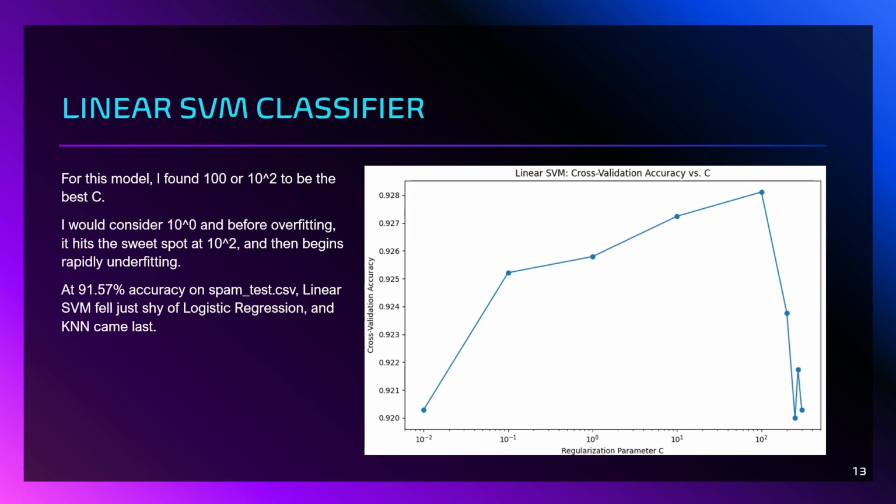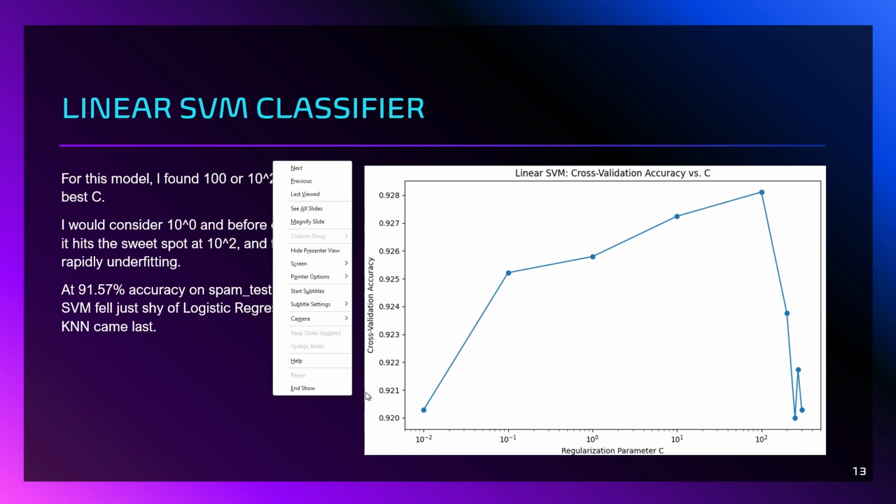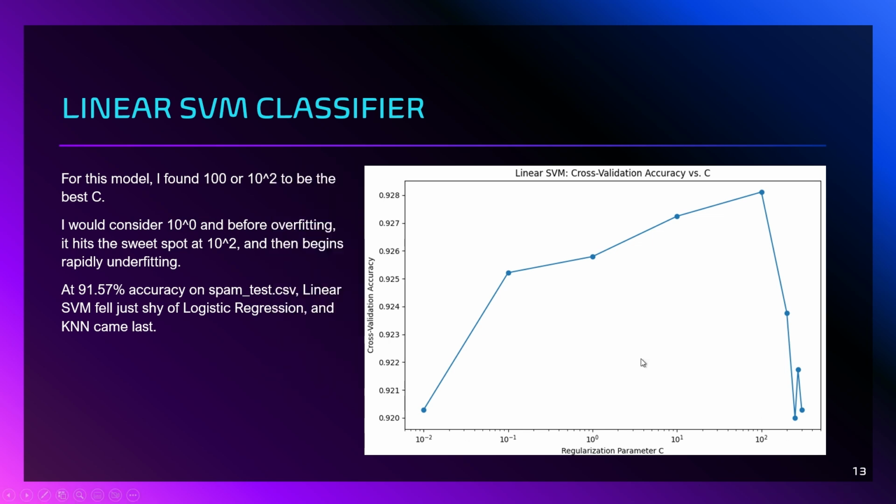For this model, like I said, I found 100 to be the best. On this graph, that's 10 to the 2, which is all the way up here. For this specific model, I would consider basically before this to be overfitting. It begins regularizing well, hits a sweet spot, and then rapidly underfits from there. At 91.57, this fell just shy and ended up in second place. And KNN came last, with logistic regression coming in first.